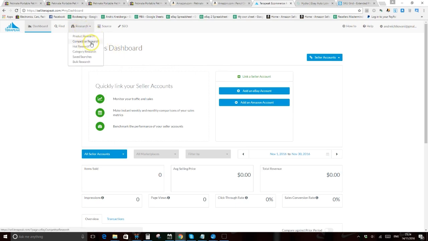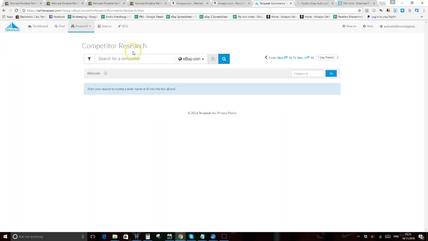Those are the only two things you're really going to be working with when using Terapeak: hot research and competitor research. Hot research is something we'll use in future videos for the third-party suppliers, but competitor research is what we're going to use now. So click competitor research. Okay, and we've got ebay.com here, and make sure it's a 30-day selling period.